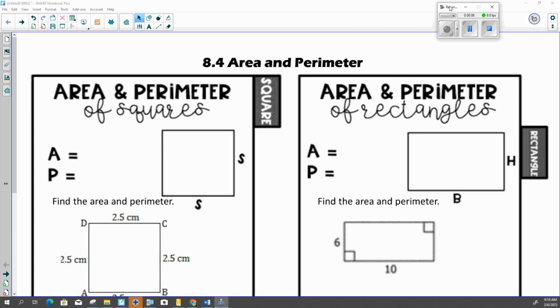Okay, I don't think this is the first time you've seen area and perimeter, but there's something about area and perimeter that we learn them at the same time, and it's hard for some people to distinguish the difference between them. So is anybody good at it and can tell me what the difference between area and perimeter are?